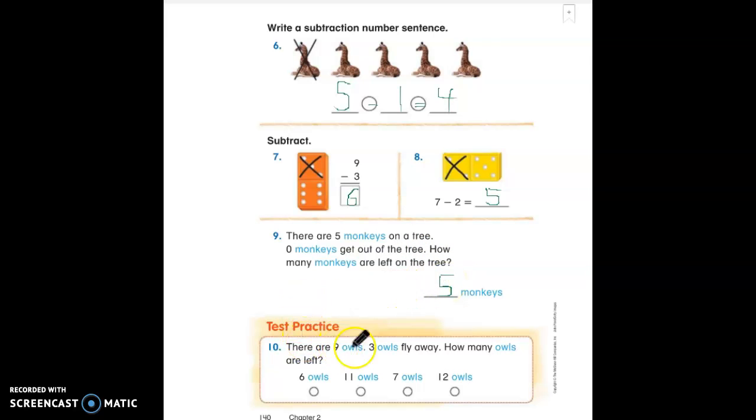All right, so test practice. There are 9 owls. 3 owls fly away. How many owls are left? So 9 take away 3, how many do you get? Is it 6, 11, 7, or 12? I'm going to say we have 6. And I'm not really doing that bubble very good, but I'm sure you can bubble that in. And when we bubble something in, we just color in that little circle.